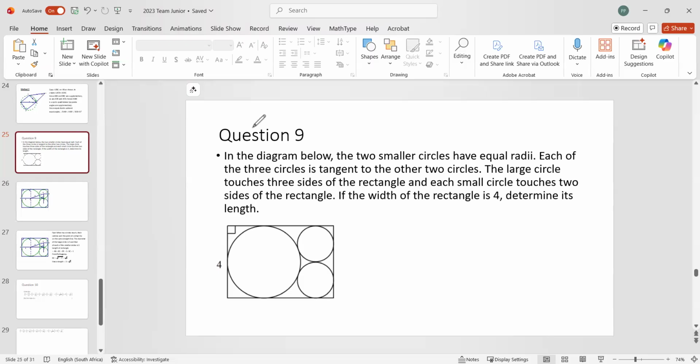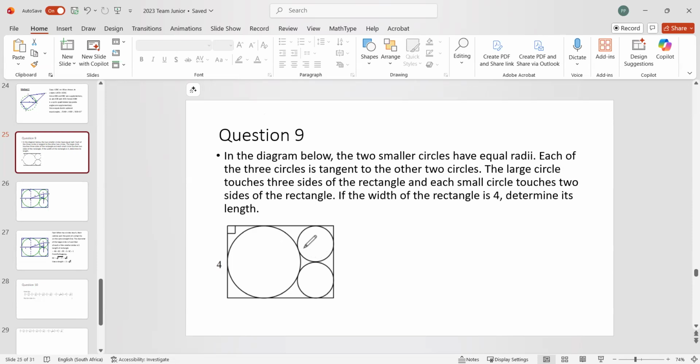Let's move on to question 9. Okay, we have 10 problems, so this is the second last one. In the diagram below, the two smaller circles have equal radii. We can see that these are two small circles, the radii are equal. Each of the three circles is tangent to the other two circles, and so on. I think the whole diagram speaks for itself.